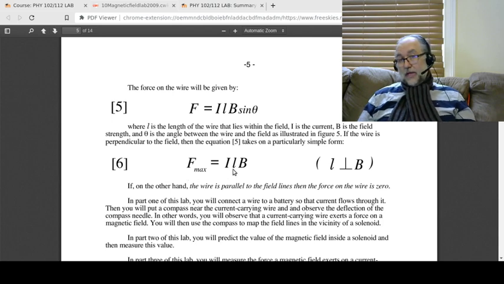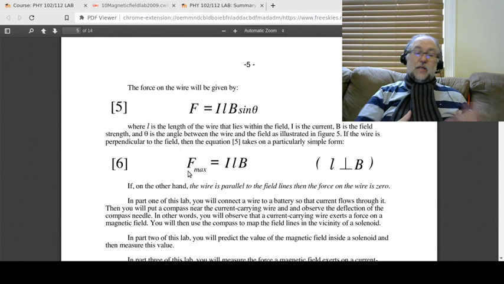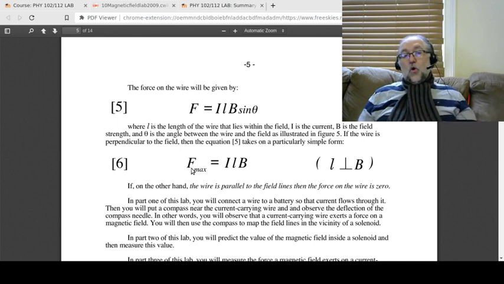And guess what this formula predicts? This formula predicts that as you increase I, the current, linearly, you should get a linear increase in the force. And in fact, that does show up. So even though you're not totally proving this equation, at the very least, you're showing that there is a linear relationship between the current and the Lorentz force, okay?